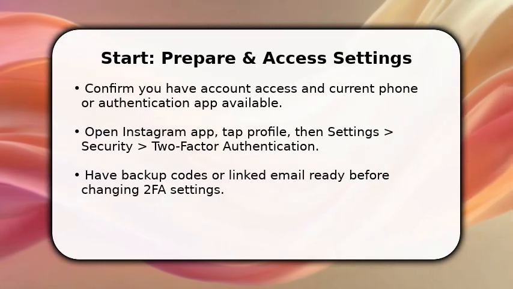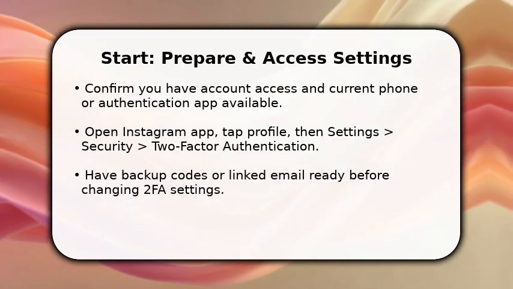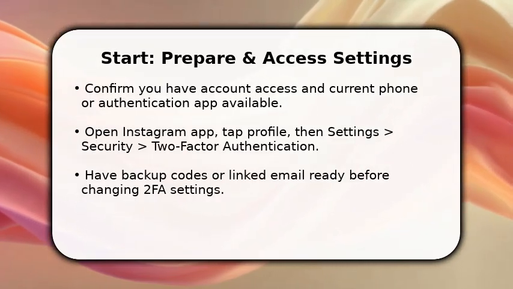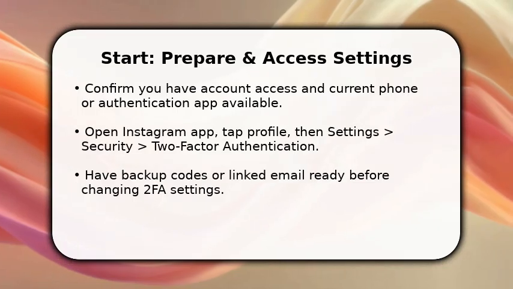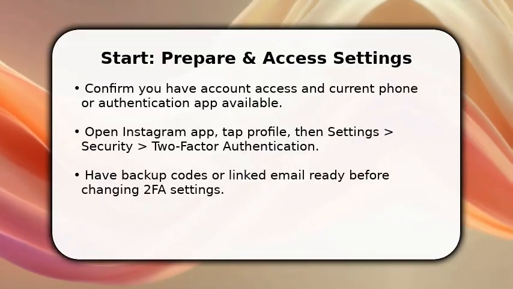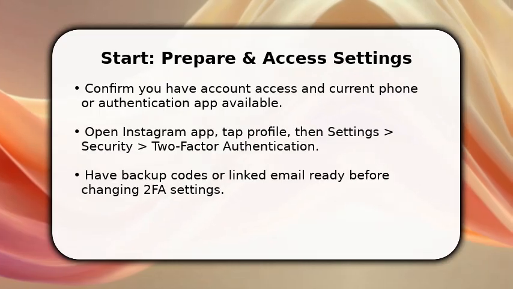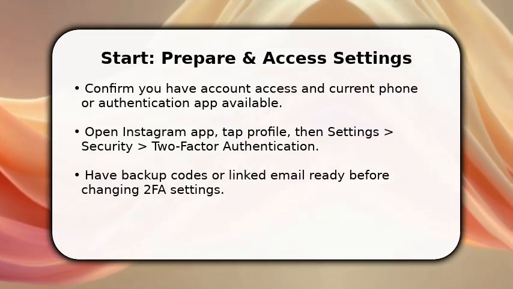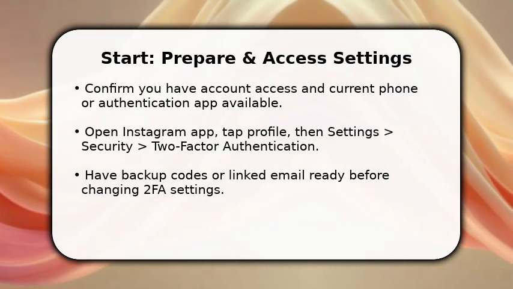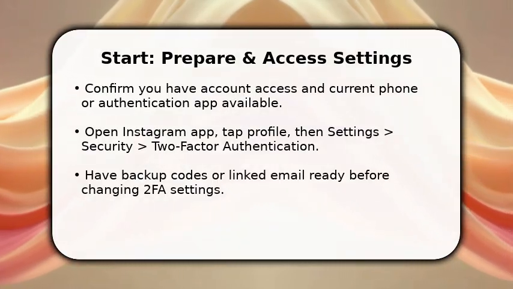You start by confirming you can sign into the account. This is critical. Once signed in, open the Instagram app, go to your profile, tap the menu, then Settings and Security. From Security, choose two-factor authentication to view active methods. Make sure your phone number, authentication app, and backup codes are visible so you can undo or re-enable later. This prevents lockout. If you used an authentication app, keep it open to confirm codes. Now you're ready to make changes safely.